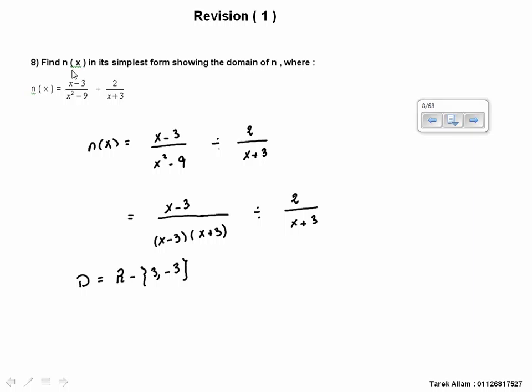Let's complete our question to find n(x) in its simplest form. Let's cancel x minus 3 with x minus 3. So the result is 1 over (x plus 3) divided by 2 over (x plus 3). And we will change the division sign to multiplication. So 1 over (x plus 3), and we will swap the numerator and denominator of the second fraction, so it will be converted to (x plus 3) over 2. Let's cancel x plus 3 with x plus 3. So the result is half. So n(x) in its simplest form is half.